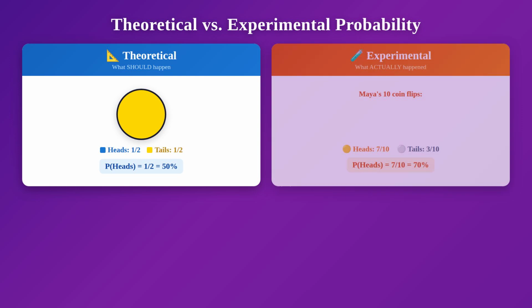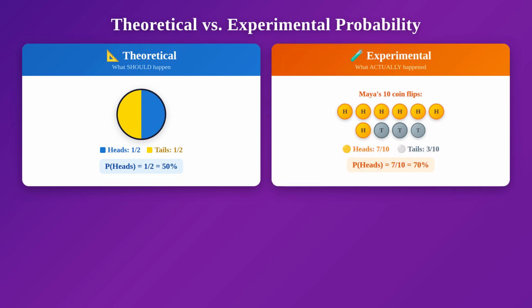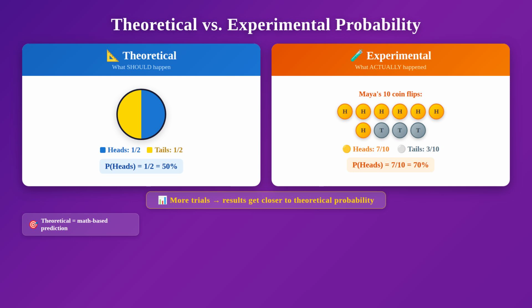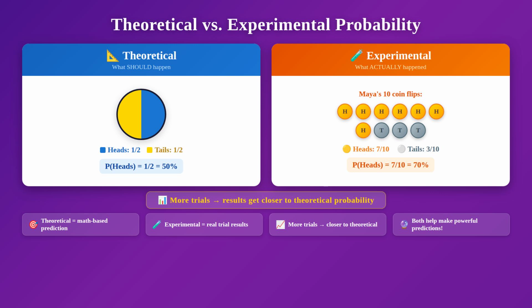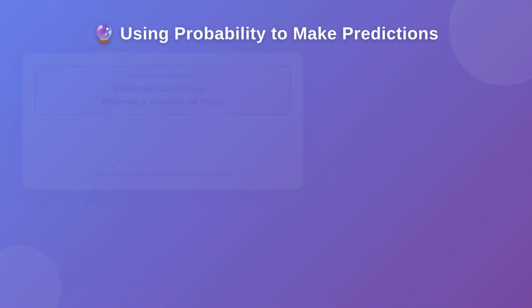Here's something Maya quickly learned. There are two kinds of probability. Theoretical probability is what math tells us should happen. If you flip a coin, theoretically there's a 1 in 2 chance of heads. But experimental probability is what actually happens when you do the experiment. Maya flipped a coin 10 times and got 7 heads. That's her experimental result. The more times you repeat an experiment, the closer your results get to the theoretical value. Both types help us make powerful predictions.